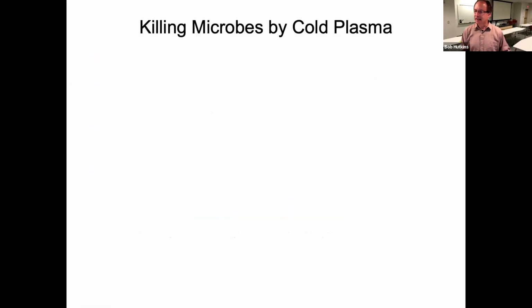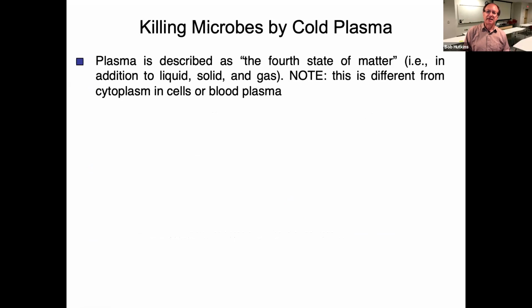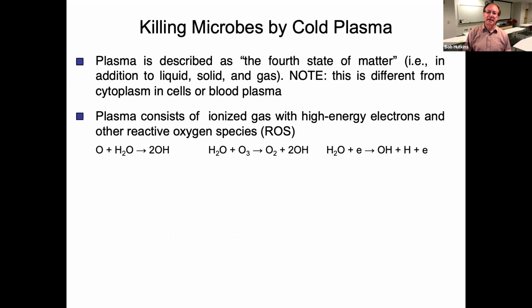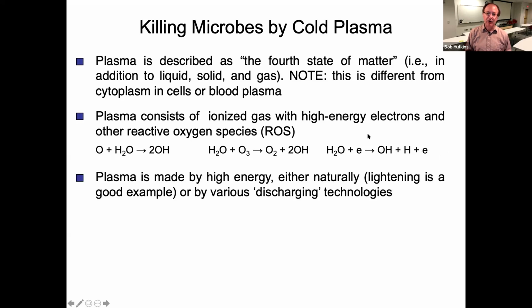Okay, and then the last, I think the last new technology is called cold plasma. And plasma is the fourth state of matter. So there's liquid, solid, and gas. This is different from plasma like cytoplasm or blood plasma. And it consists of ionized gases that contain high energy electrons and other reactive oxygen species. So we saw these things before, these reactive oxygen species, when we talked about irradiation and radiolysis, and even the oxidation reactions. So these reactive particles kill microbes.